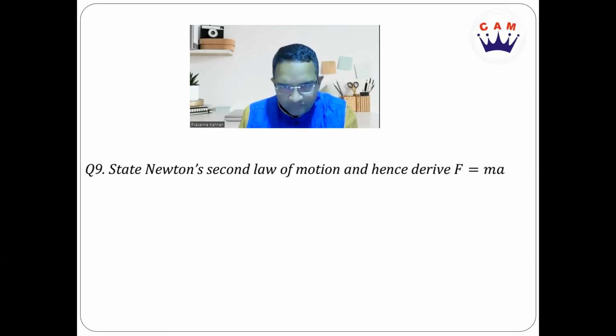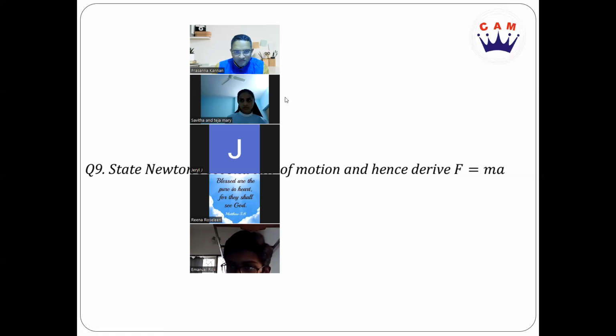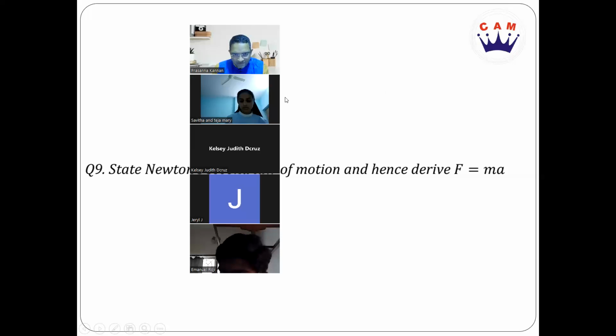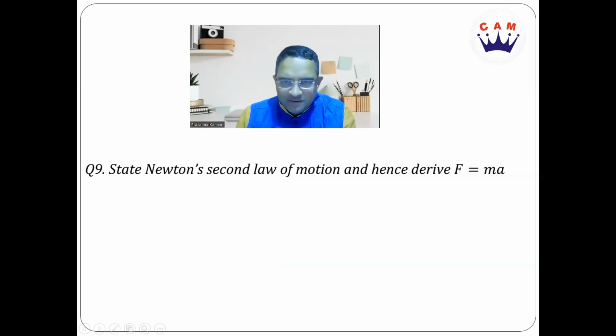Newton's second law of motion states that when a body is traveling in a straight path, it continues to be in that state of motion unless an external force acts on it. Is that your second law? Yes, sir. Rate of change of linear momentum is force on the body. Yes, absolutely right. What you initially stated was Newton's first law, the law of inertia. So this is the second law. The second law quantitatively gives you the value of force, right?